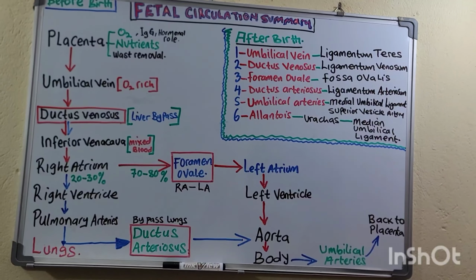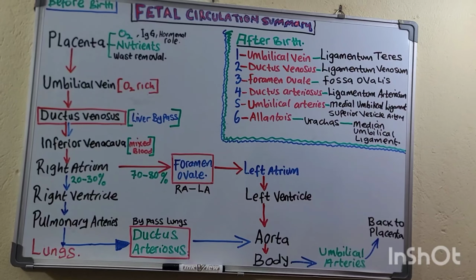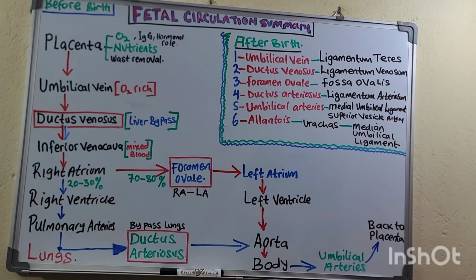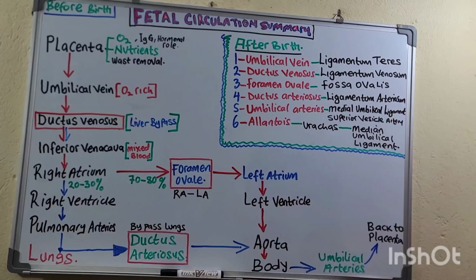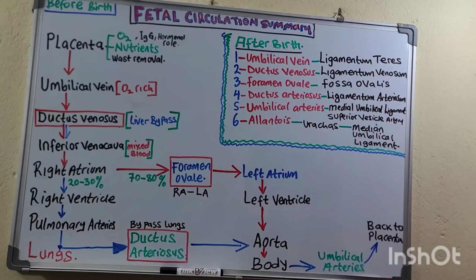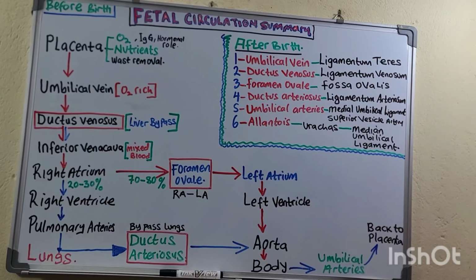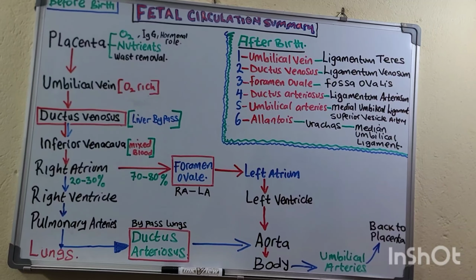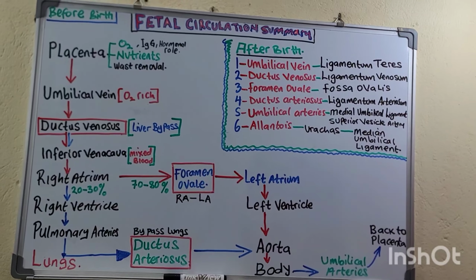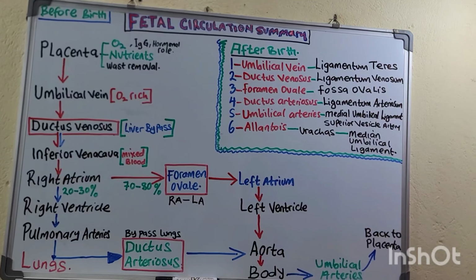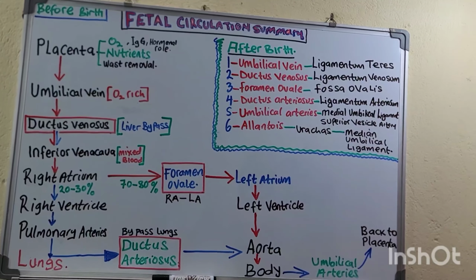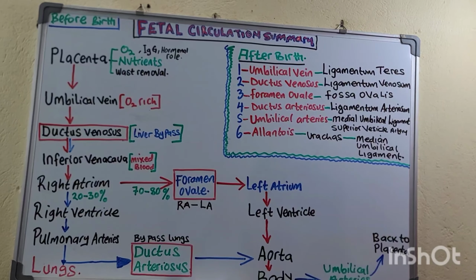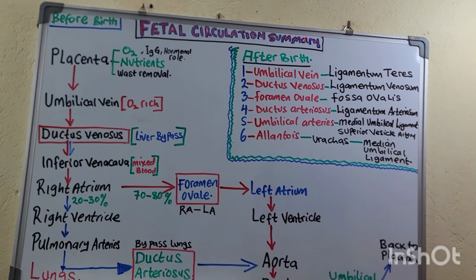So now, in the previous video, we looked at fetal circulation before birth, and also the events that happen after birth in great detail. In this video, we're just going to have a summary of each one of them: the fetal circulation before birth, and also some of the events that happen immediately after birth. Let's go ahead and look at the fetal circulation summary before birth.